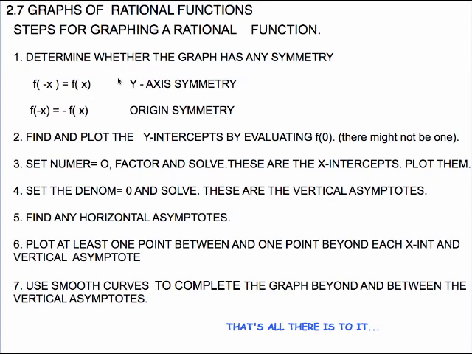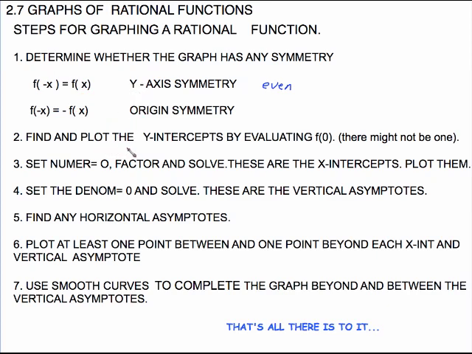Number one, you want to check to see if the graph has any symmetry. If there is any y-axis symmetry, then f of negative x equals f of x. This is the same as saying that the function is even. I don't know if you recall that or not, but that's how you know if a function is even. It will have y-axis symmetry. There is symmetry to the origin if f of negative x equals negative f of x, and I will show you in detail on the next screen how you check for this.